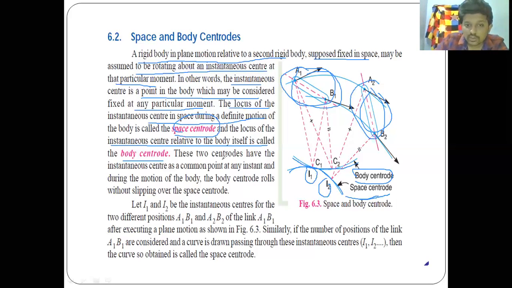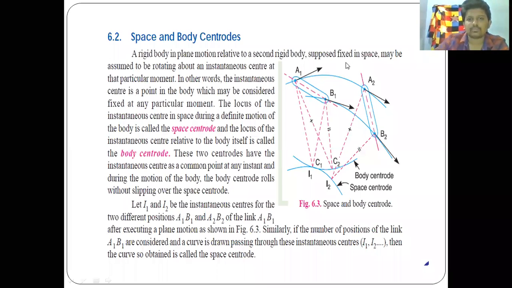Now these two centroids have the instantaneous center as a common point at any instant during the motion of the body. So these two centroids have a common point, which is the instantaneous center, at any instant during the motion of the body. Okay, this is what space centroids and body centroids are.